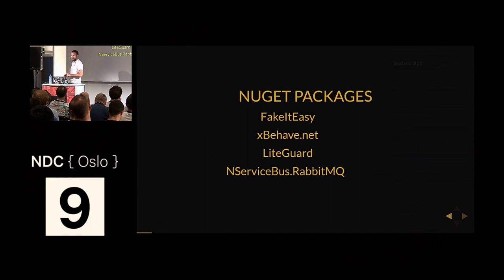Back to more relevant things. I look after a few NuGet packages on NuGet Gallery, and these are probably the more interesting ones. FakeItEasy is a mocking framework, which you may have heard of. xBehave.net is an xUnit.net extension. LightGuard is a guard clause library. Everyone know what one of those is? It allows you to write things like Guard against null, foo in your methods.